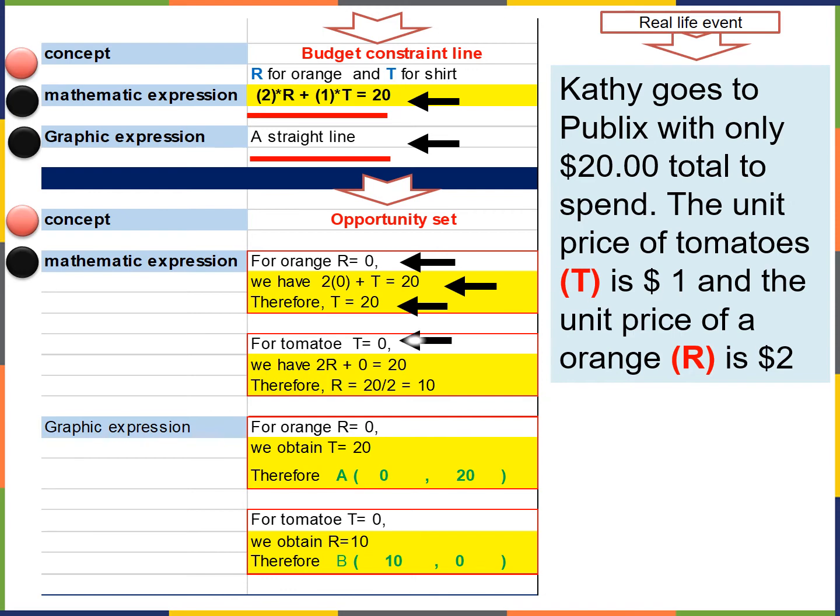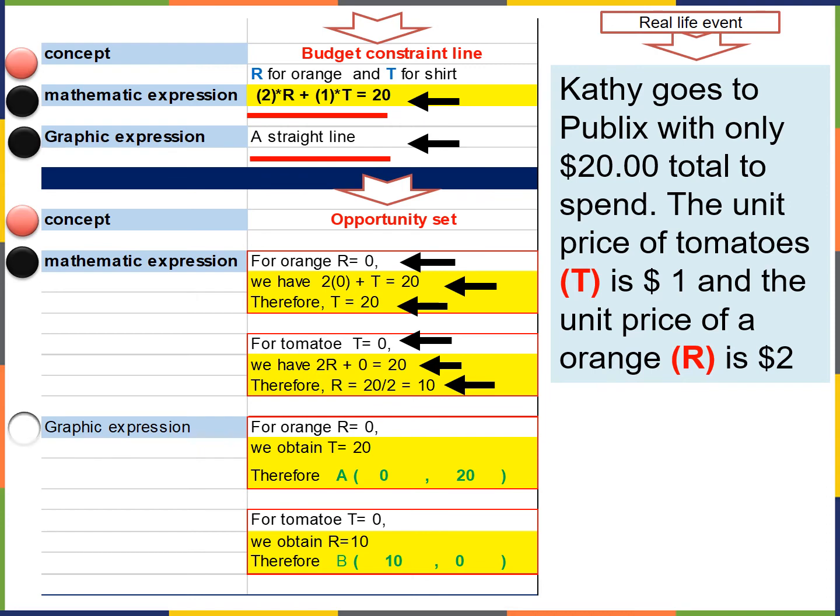Now, the second option is you decide not to purchase tomatoes at all. Therefore, T will be equal to 0. If you plug that into your budget constraint equation, that gives you 2R plus 0 equals 20. You replace T by 0 as indicated. Therefore, when you solve the equation, R will be equal to 20 divided by 2, which is equal to 10. That means that if you do not purchase tomatoes at all, and you put all your money into purchasing oranges, you can only purchase 10 oranges because of the budget constraint.